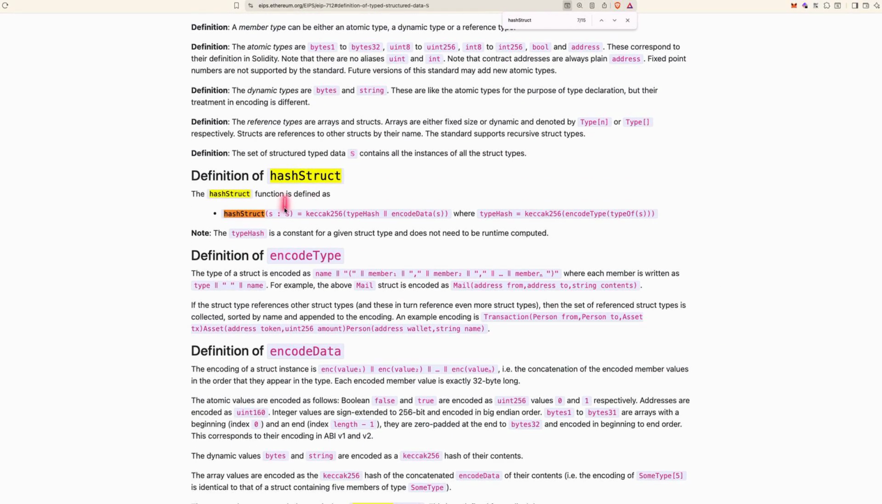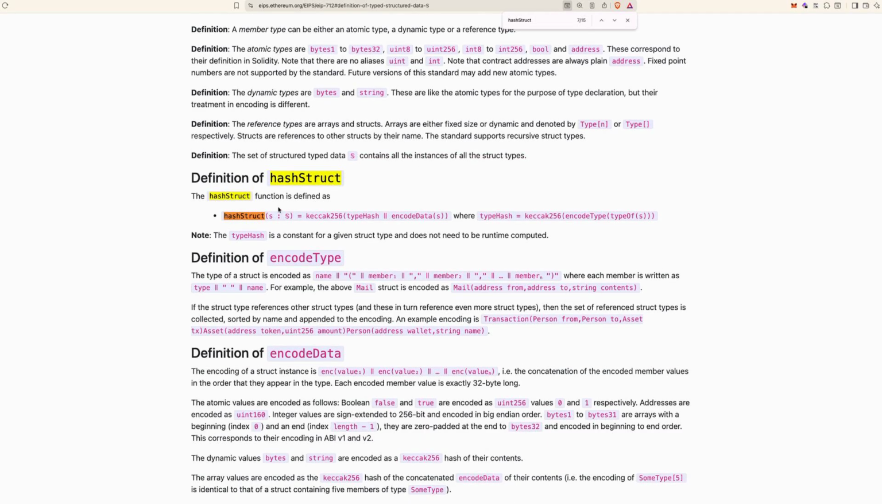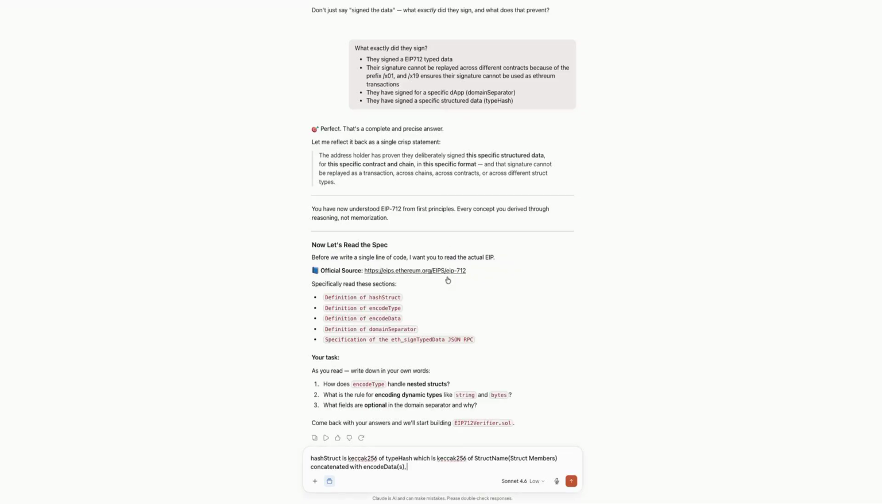As I said, what is this s? The set of structured type data. s contains all the instances of all struct types. So that is this s. And encodeData(s), what is this s? Type of s. Okay, s is nothing but a structure, for data where s is the structure. So this is hashStruct.